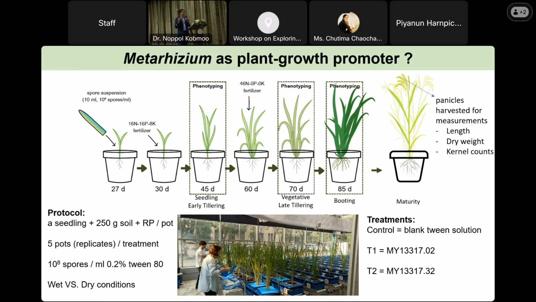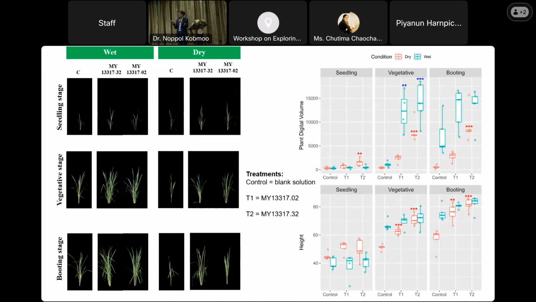Wet condition means we water the plants abundantly so that there will be stagnant water in the pot, just like in the rice field. But the dry condition is where you don't water the rice every day, just every 3 to 4 days, and the soil will never get stagnant water in it, because you have different kinds of rice cultivation, right?